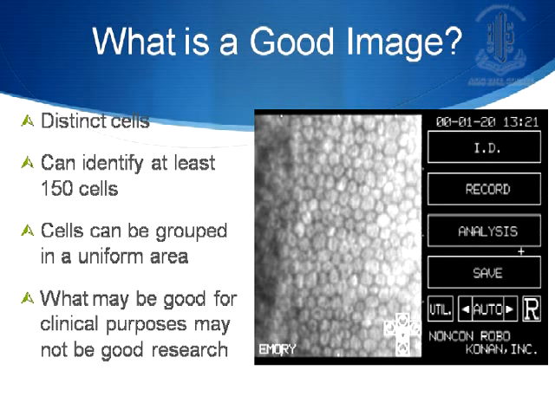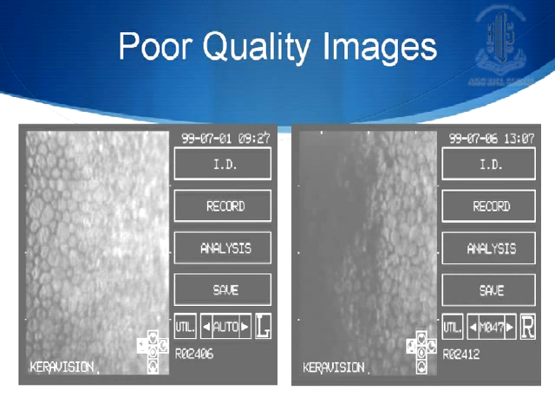So just quickly I'll run through the next 5-6 slides. What is a good image? It is an image in which you can identify at least over 100-150 cells. That would be ideal. And cells should be easily grouped. There should not be much variation. These are poor quality images. As you can see, some are out of focus, some are blurred. So these would not be good images to do a proper evaluation or to compare in any studies.